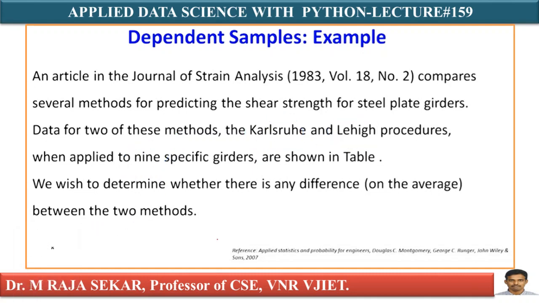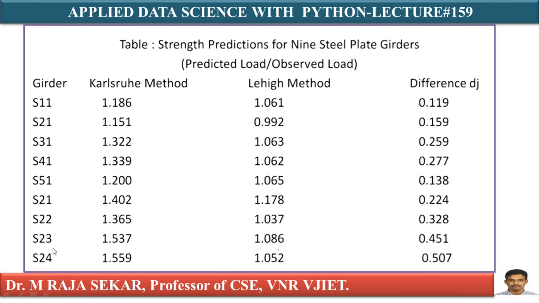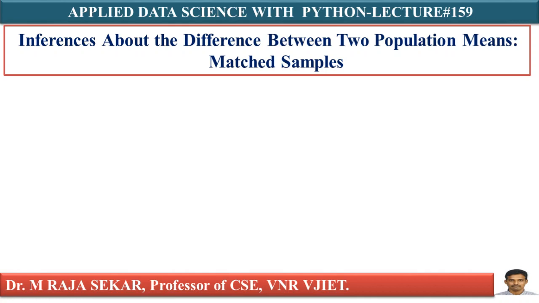What is my status quo? The status quo is that there is no difference. This is girder, the first is method 1, the Carlucci method, and this is the Lehigh method. I am calculating the differences. Just observe all these. Look at the differences, which may be positive. There is a possibility that differences may be negative also. So for step 1, we have calculated these differences. The parameter of interest is the difference in mean shear strength between the two methods.